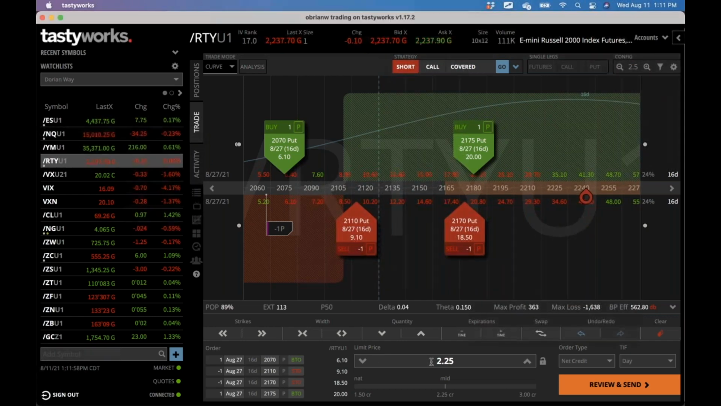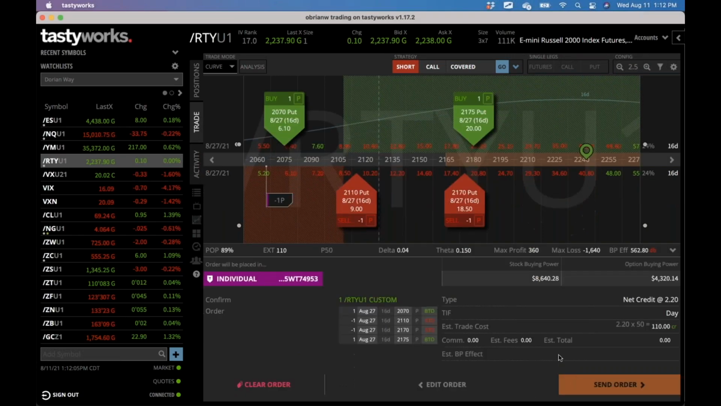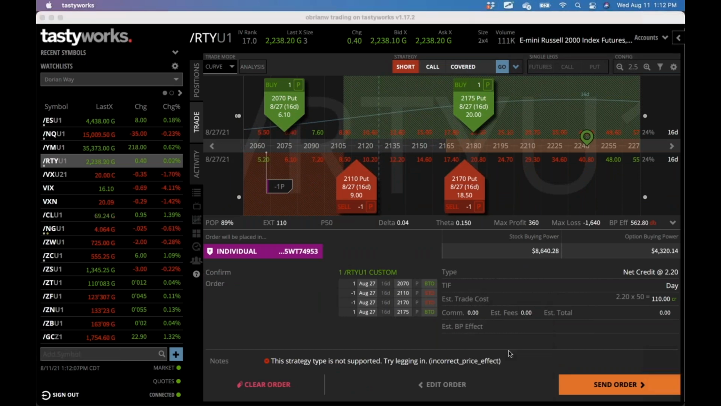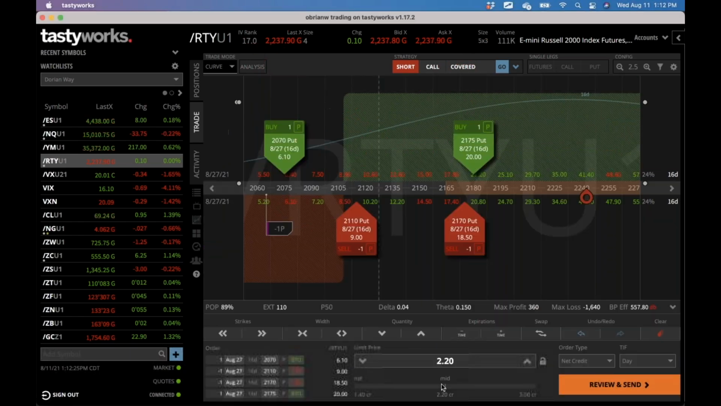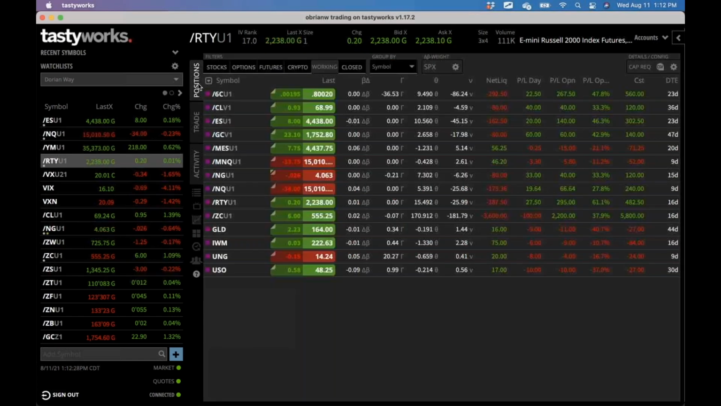But this is the one on the Russell, and if we hit review, if you're doing this on the TastyWorks platform, you have to do it in 2 trades. Unfortunately, on the options on futures, they do not support this type of strategy. So we would buy this put spread first, and then we would put on the put spread that we're selling. Okay, so we'll buy this one first. This will be 1 trade, and this to be 2. So that's how we would do it. So now let's go and look at the NASDAQ trade really quickly.